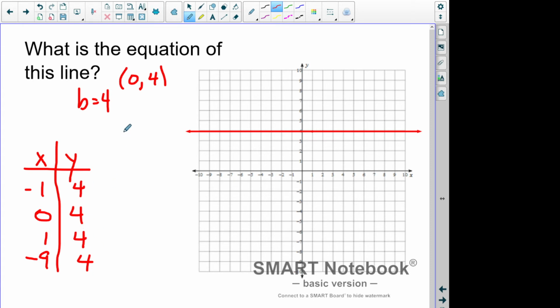And so the way that I would write that equation is I would just say y is equal to 4. Doesn't matter what x is, y is always going to be 4. We talk about the slope, how much this changes. Well, from here to here, my x value is changing by 1, and my y value is changing by 0. And from here to here, my x value is changing by 1, and my y value is changing by 0.